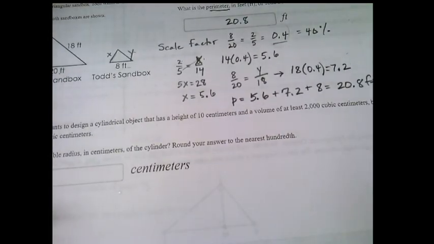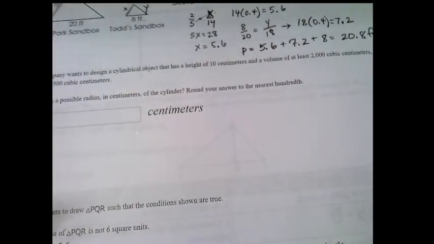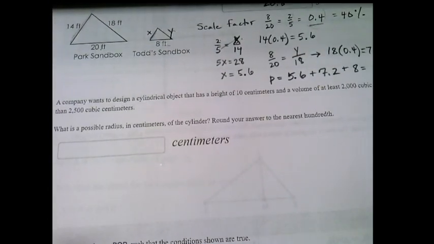All right, now, the next one, I'm going to kind of scoop this under here, says this: a company wants to design a cylindrical object that has a height of 10 centimeters and a volume of at least 2,000 cubic centimeters, but not more than 2,500 cubic centimeters. What is a possible radius in centimeters? Now, what that tells me, folks, is that there's a range of possibilities that we could use here, okay? And we just have to kind of figure out what that range is of the cylinder. Round your answer to the nearest hundredths place.